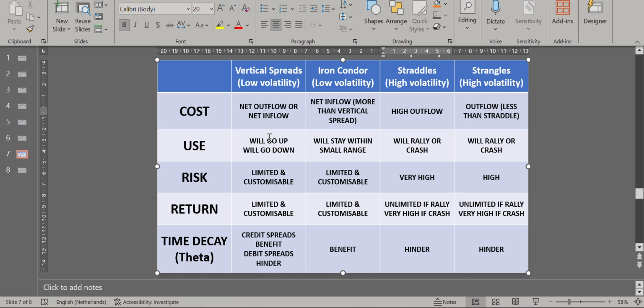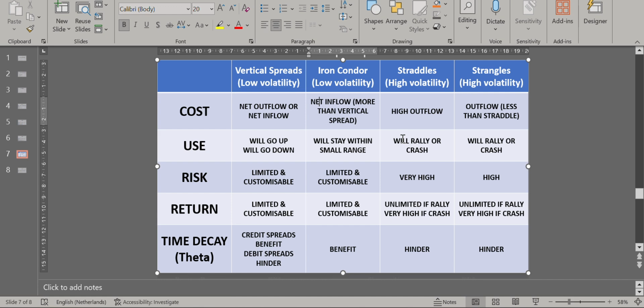In terms of the use, the vertical spreads can be used whether the stock will go up or go down, depending on your expectation. But again, it profits the most when there is low volatility, all right. The iron condor is also similar, profits with low volatility and bets that the stock will stay within a small range, which allows you to maximize your profit, right. And for the strangles and the straddles, you should use them when you predict that the stock will either rally or crash, right.